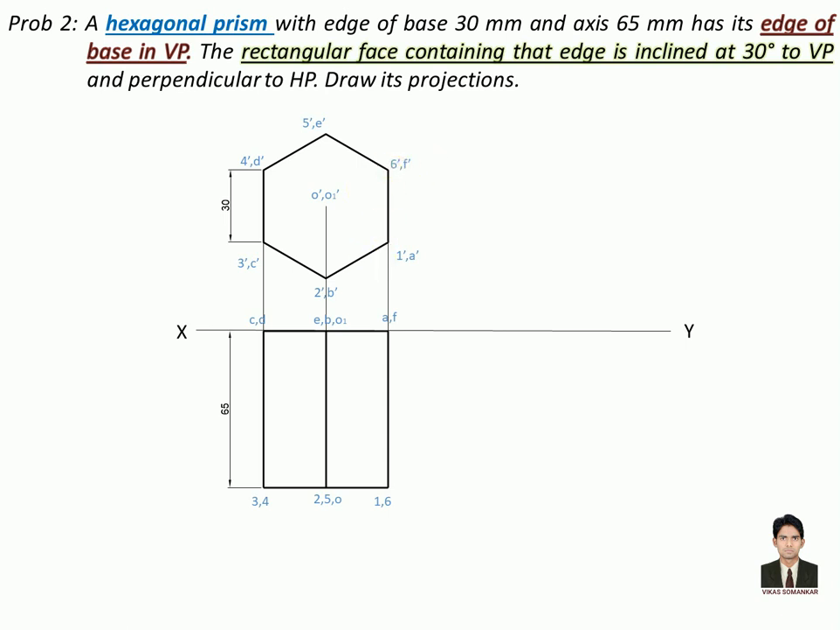That means according to the given condition, the rectangular face through that FA edge should be 30 degrees inclined to VP. So which one is that rectangular face? FA, then 1, 6 and F. This will form a rectangular face which is seen as a line in front view and it is seen as a line in top view as well.